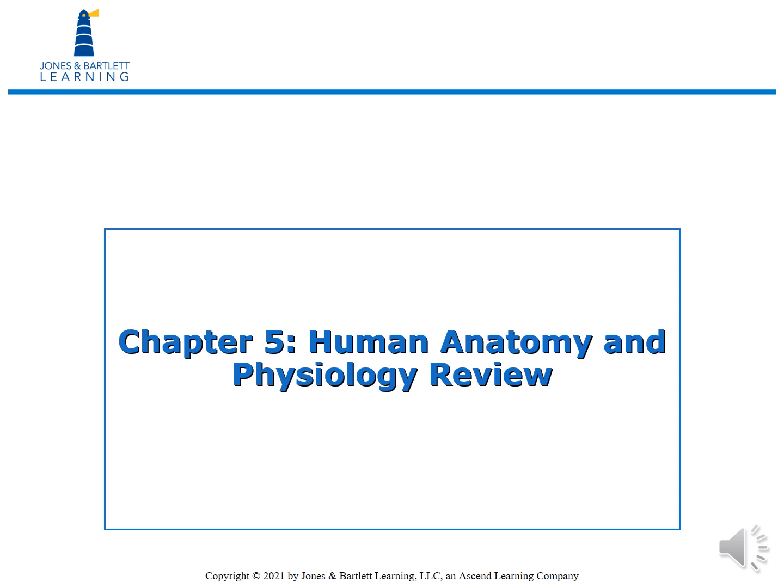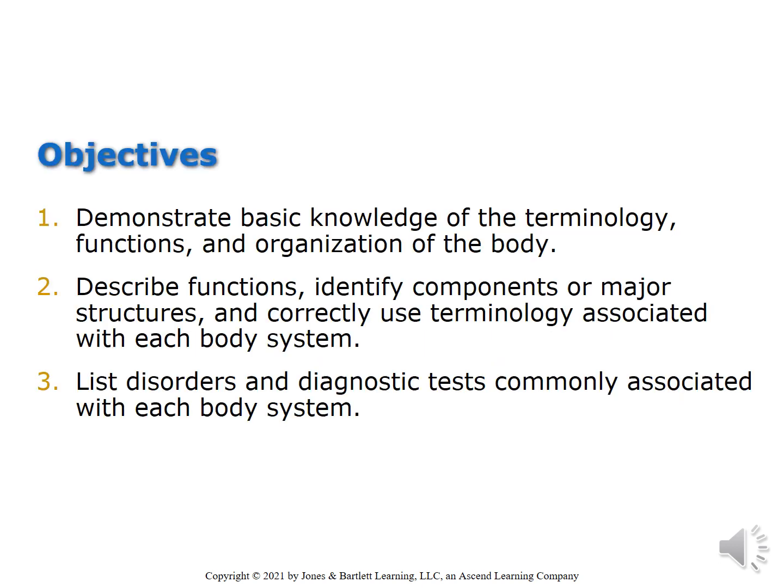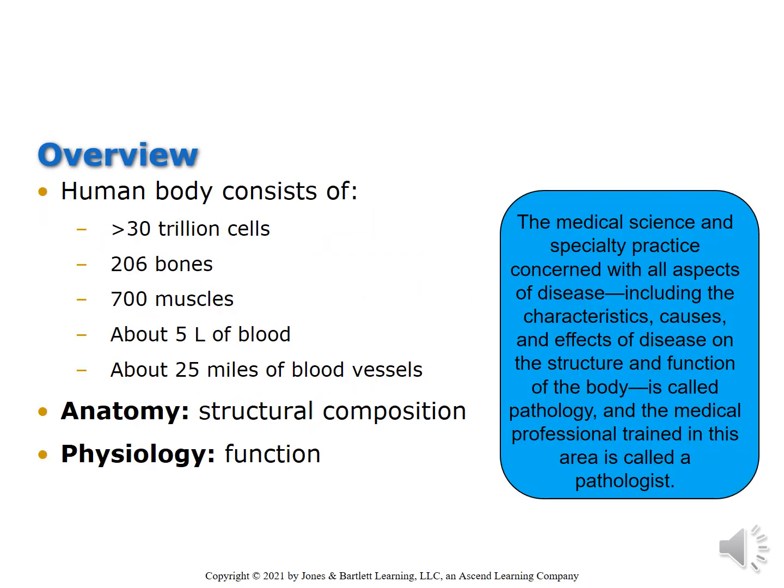Today we're going to be reviewing Chapter 5, Human Anatomy and Physiology. And just to briefly review the major concepts of learning about the human body, some of our objectives include: 1. Demonstrate basic knowledge of the terminology, functions, and organization of the body. 2. Describe functions, identify components or major structures, and correctly use terminology associated with each body system. And 3. List disorders and diagnostic tests commonly associated with each body system.